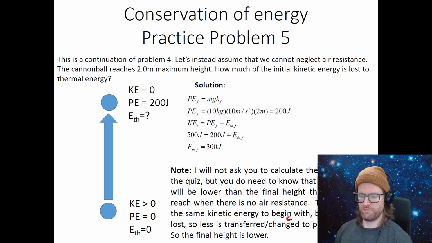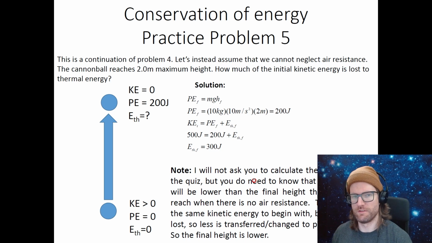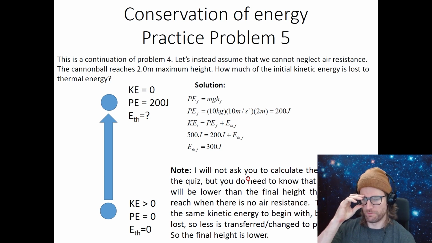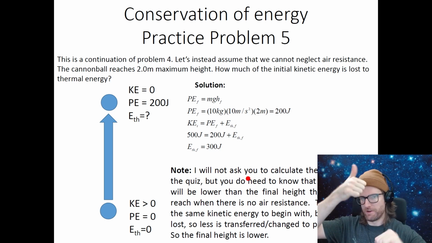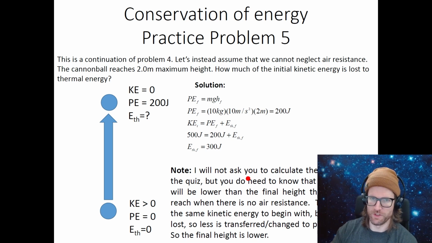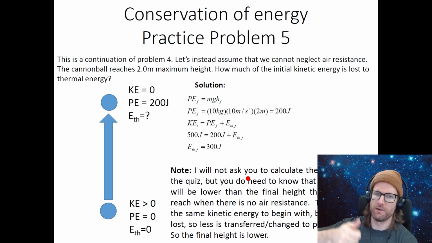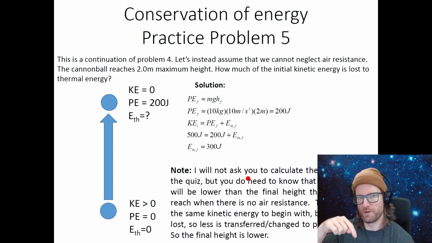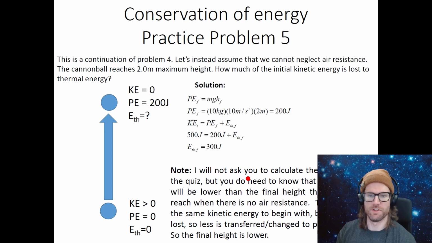So just to note, in the quizzes, we're not going to be doing these heavy calculation problems, but we should be able to talk about energies going up and down and comparing how thermal energy enters into it. If you go higher, potential energy is going up. If you slow down, kinetic energy is going down. If you're at rest, kinetic energy is 0. But we're not going to be doing these big number problems.